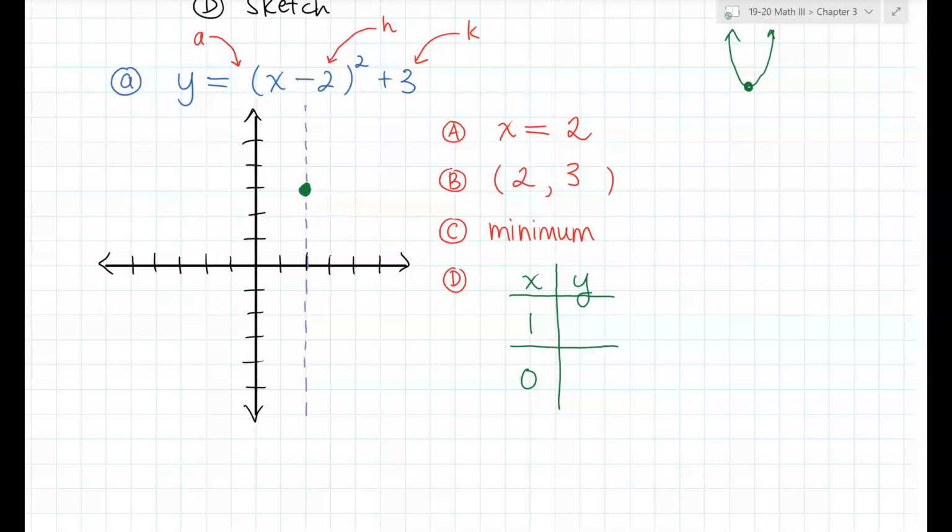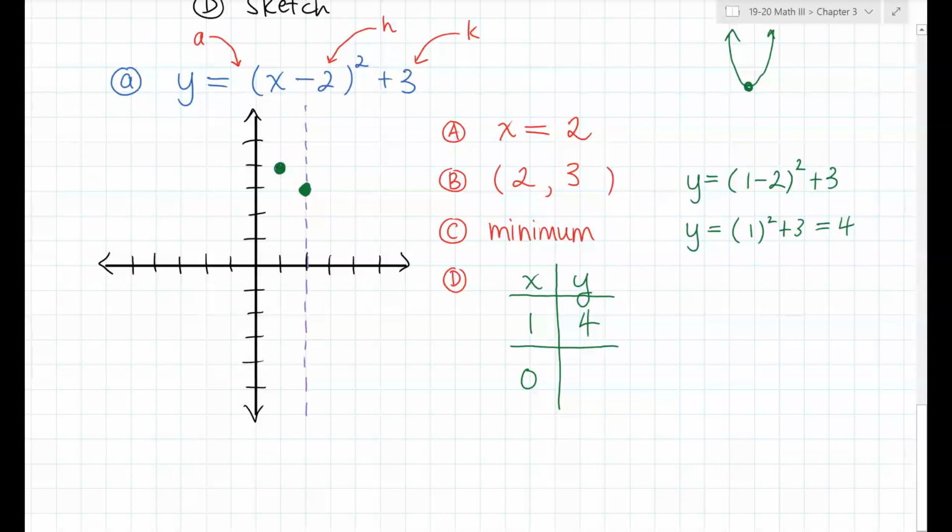So what I'm going to do is plug a 1 into my equation. So y equals (1 minus 2) squared plus 3. So y equals (negative 1) squared plus 3, which is equal to 4. So I'm going to put the 4 right there, and I'm going to put a point at (1, 4).